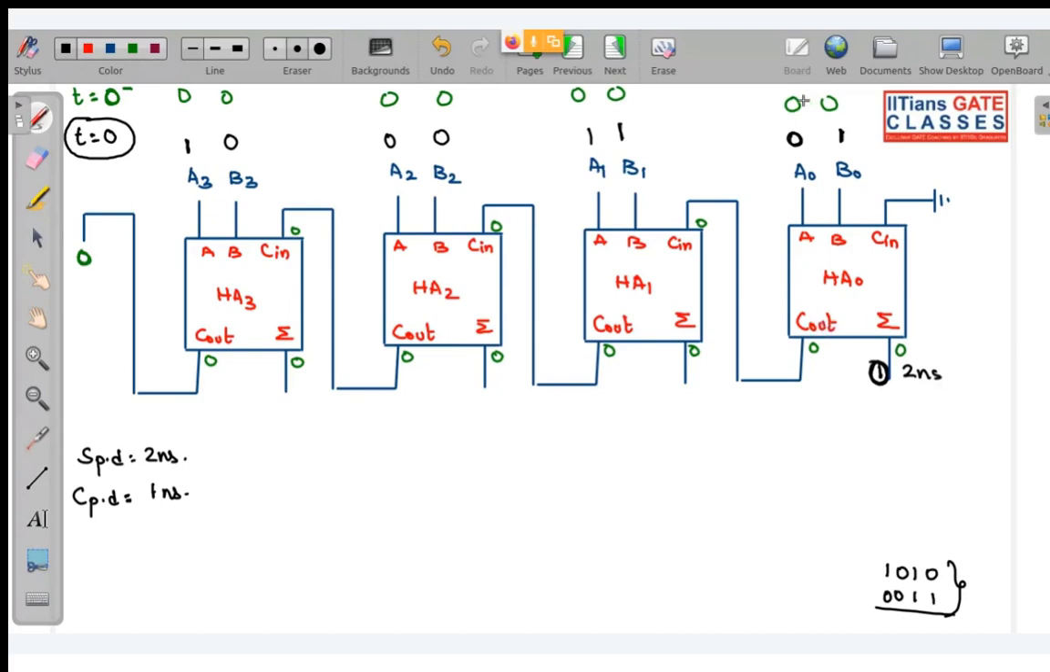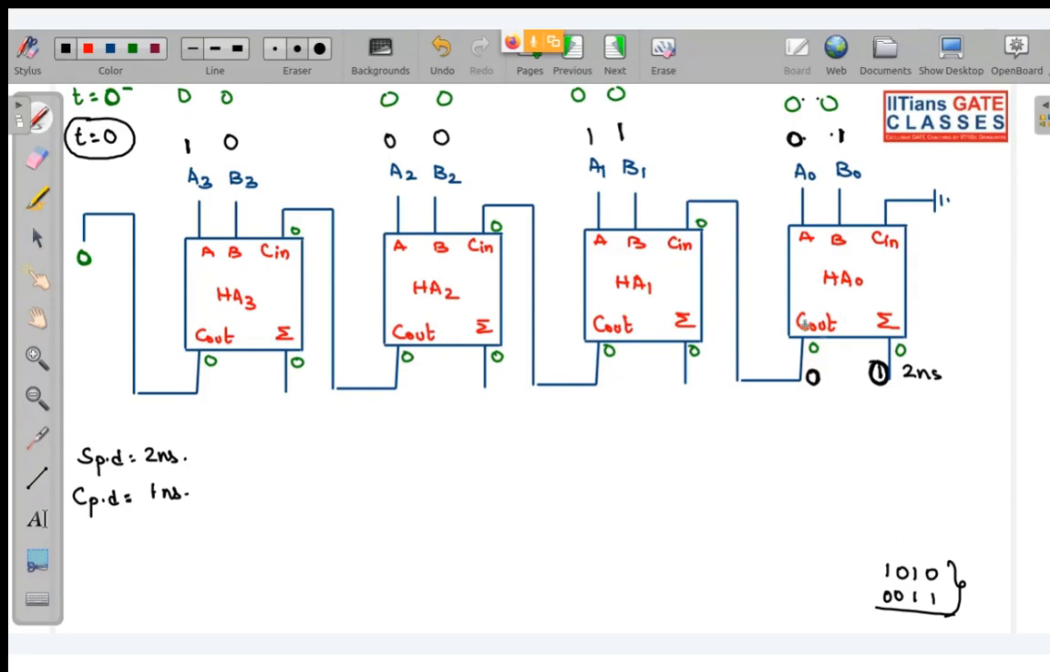See, when I had added 0 plus 0, carry is 0. When I add 0 plus 1, carry is still 0. So that means there is no transition in the output of this full adder in your carry. So this is 0. This green color 0 was present at 0 minus. This black color 0, it is at t equal to 0. Why? Because there is no transition in the carry. And I told you, propagation delay will only come into play when there is a transition in the output.